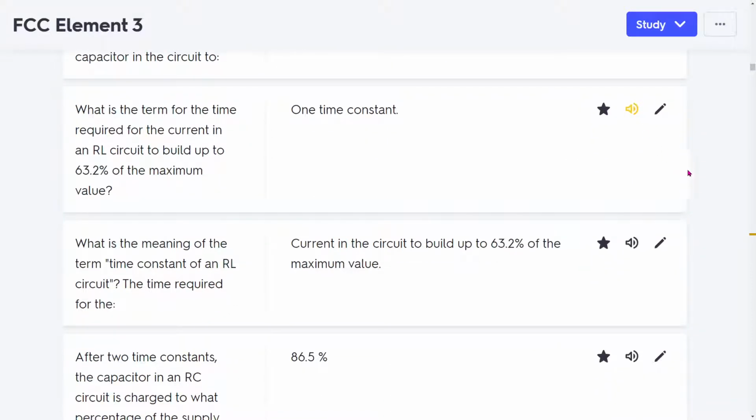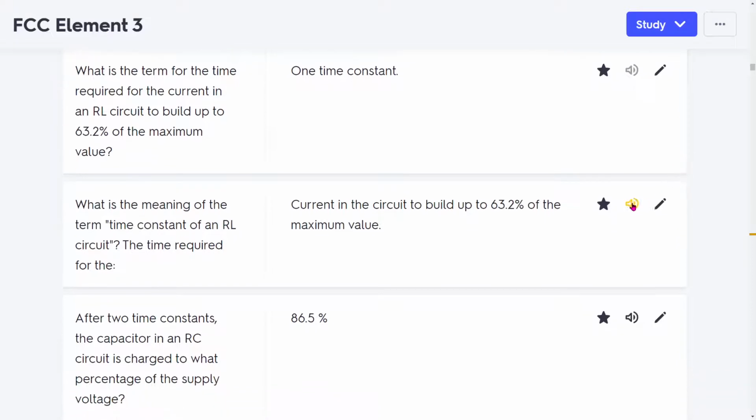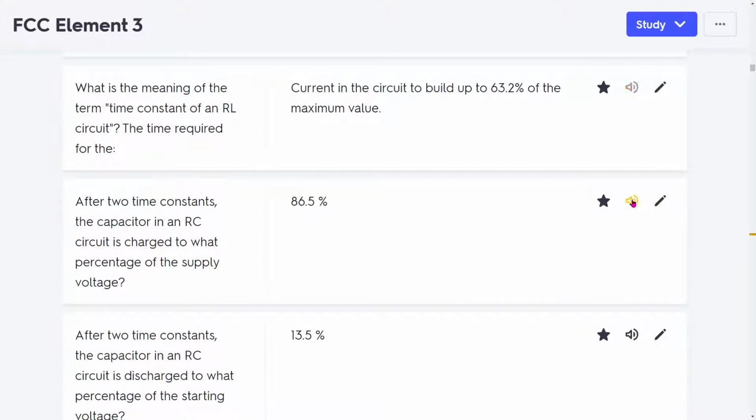What is the term for the time required for the current in an RL circuit to build up to 63.2% of the maximum value? One time constant. What is the meaning of the term time constant of an RL circuit? The time required for the current in the circuit to build up to 63.2% of the maximum value.